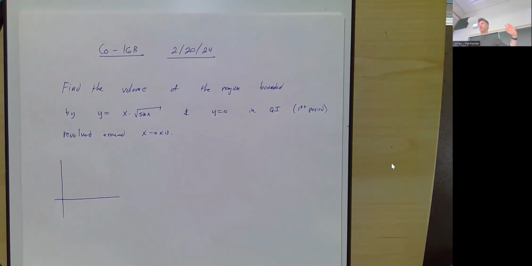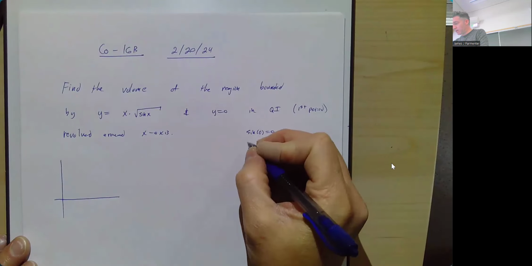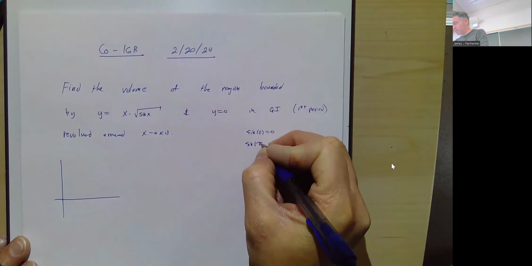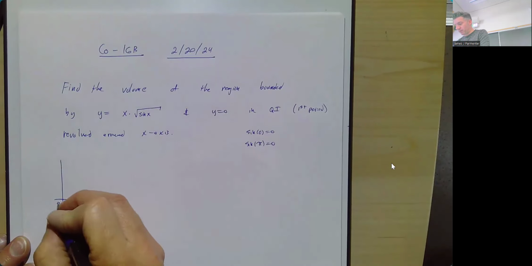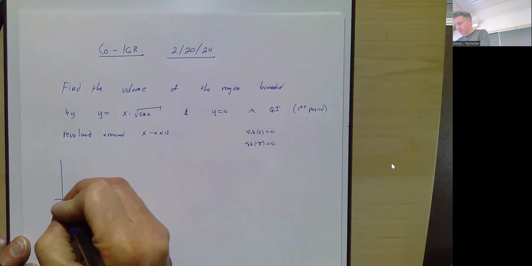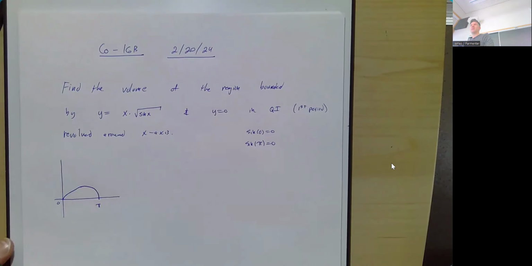So there's two different quadrants here, right? I'm talking about the unit circle for a second. When the angle goes from 0 to pi over 2, sine is positive. And when the angle goes from pi over 2 to pi, sine is still positive. And I know that sine of 0 is 0, and sine of pi is 0. So I'm looking at something that's going to go from 0 to pi. And I don't exactly know what it looks like, but it might look something like this.